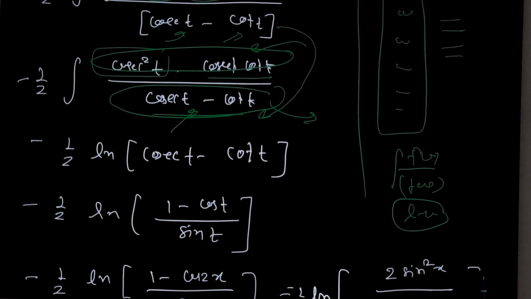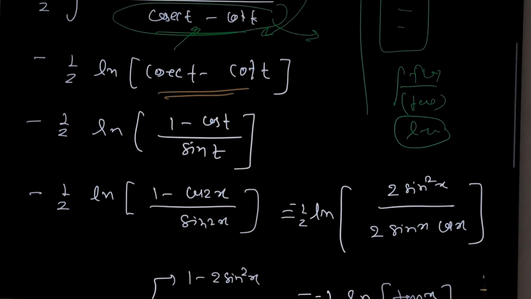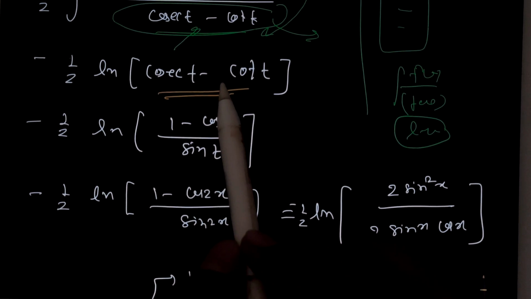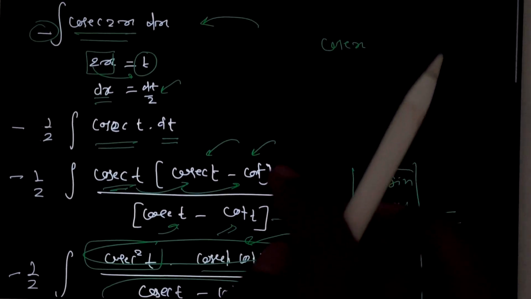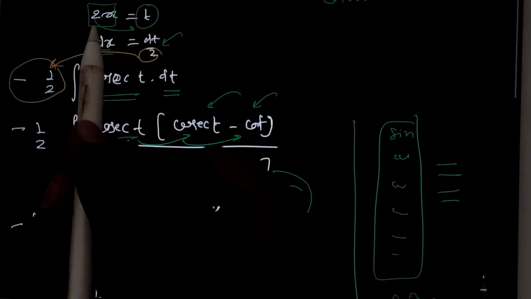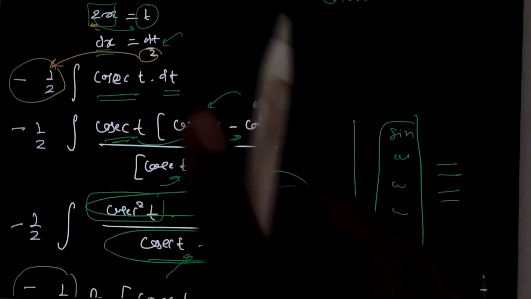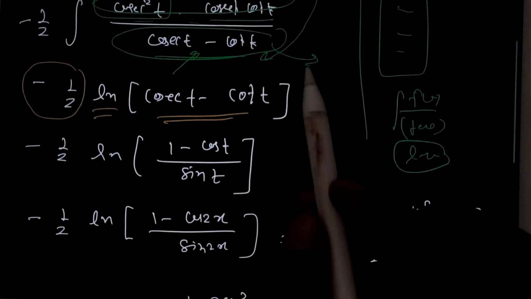So this became your t, correct? I hope you understood. So ln t will come, and this minus 1 by 2 was there from the beginning. You can check from here, we are getting 1 by 2, and this 2 is coming because this 2 was there, and the minus sign is from the question itself. Okay, so we reached here.